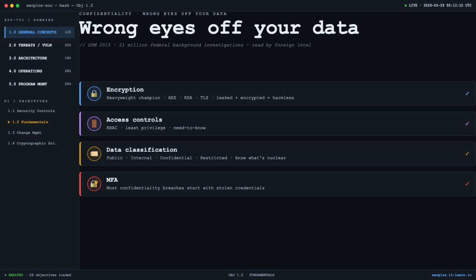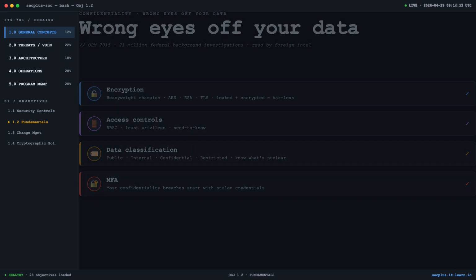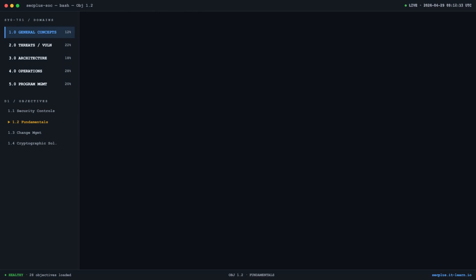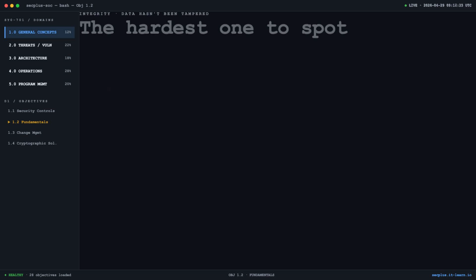Integrity is the one most people skip in their head, and it's the one that scares senior engineers the most. Integrity is the property that says the data has not been tampered with, the bank balance is correct, the patient's drug allergy list is accurate, the software update I just installed is the one the vendor signed, not one a man in the middle swapped on the way down.